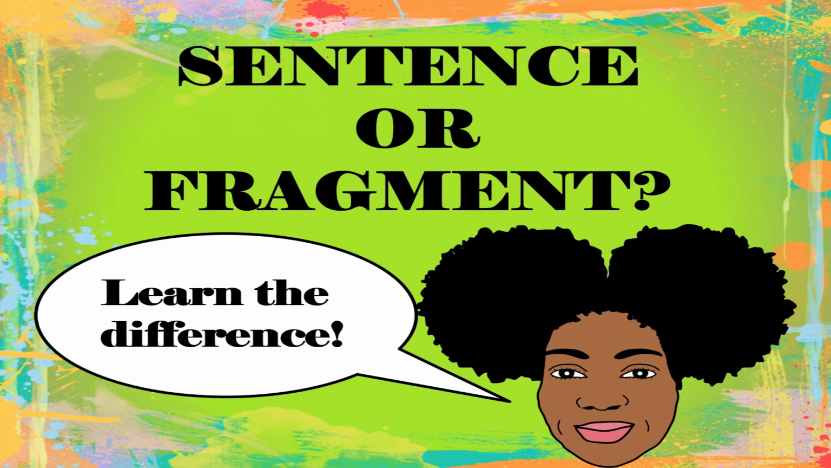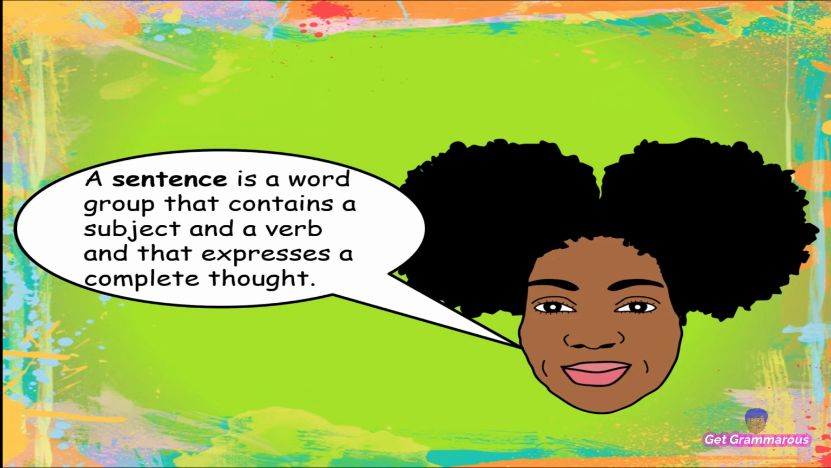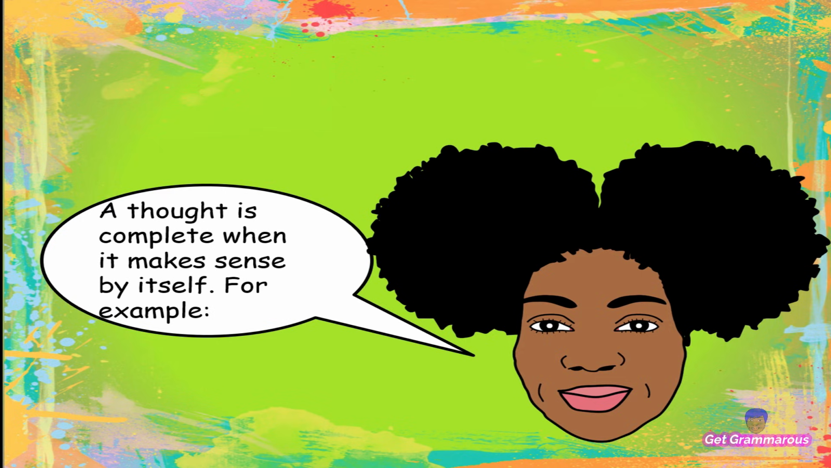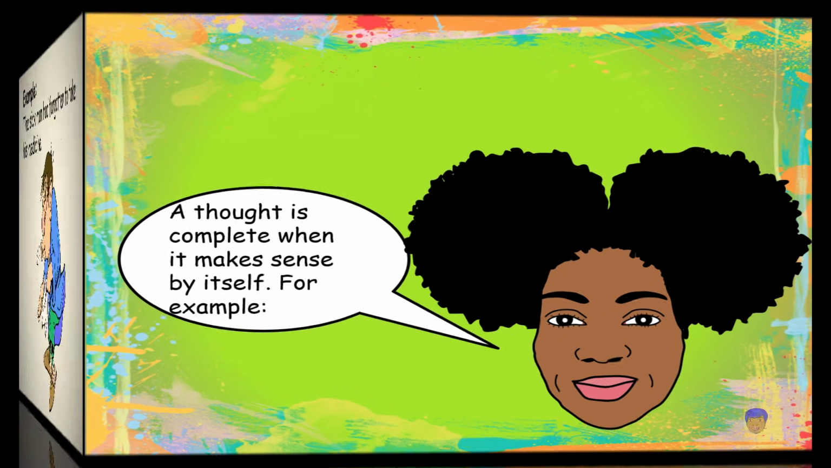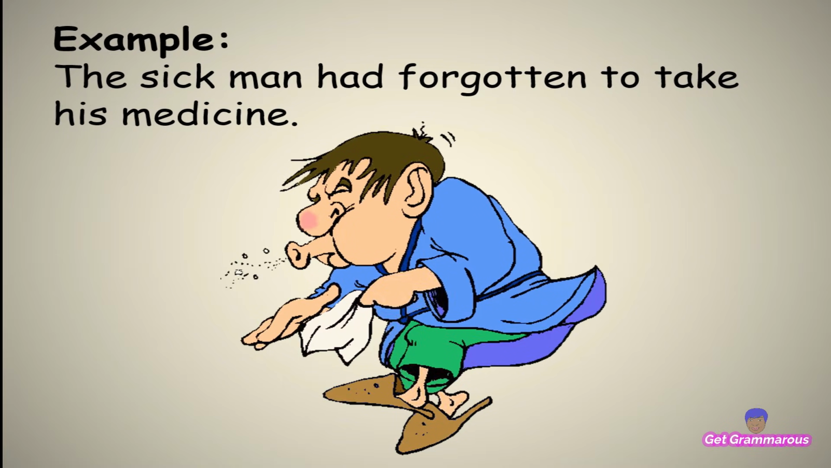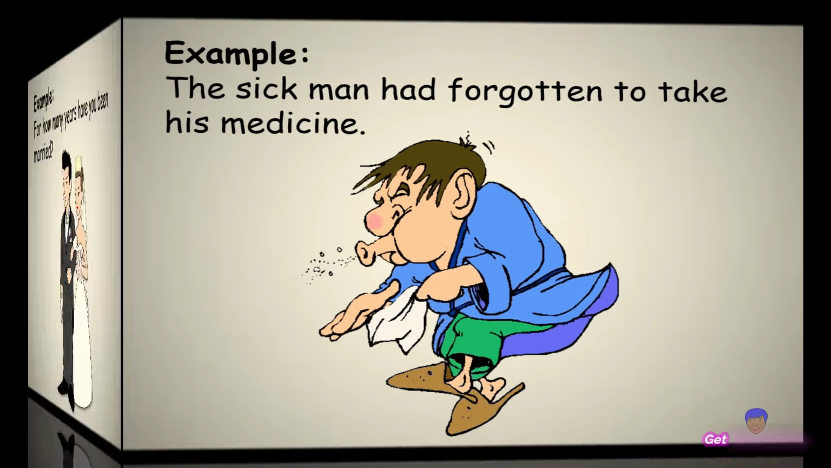Sentence or fragment. Learn the difference. A sentence is a word group that contains a subject and a verb and that expresses a complete thought. A thought is complete when it makes sense by itself. For example, the sick man had forgotten to take his medicine. This is a complete sentence because it has a subject, a verb, and it expresses a complete thought.